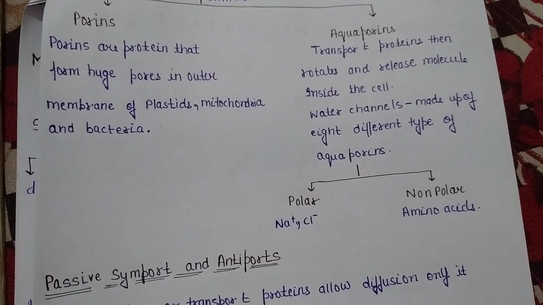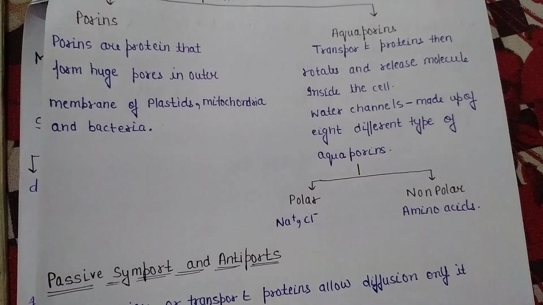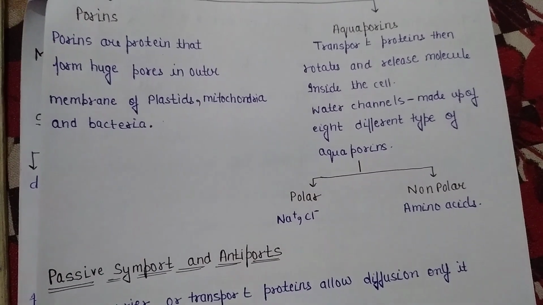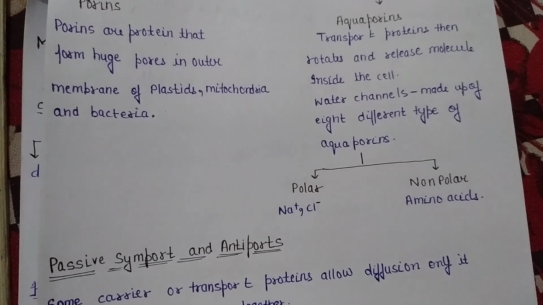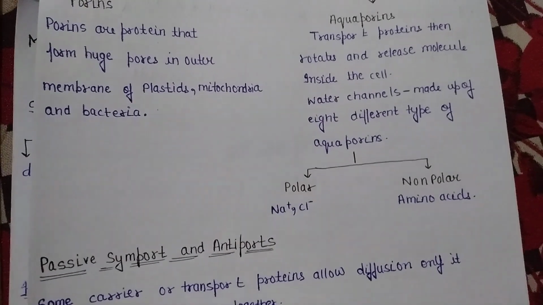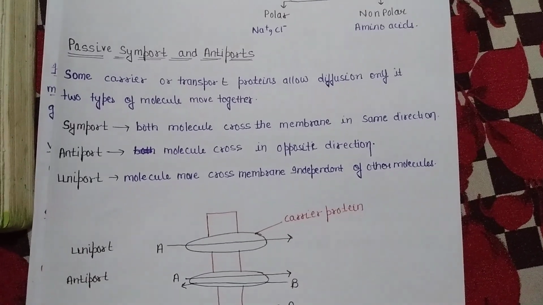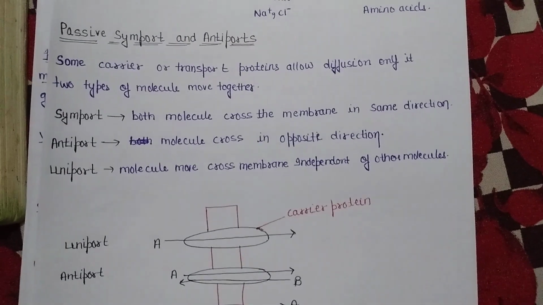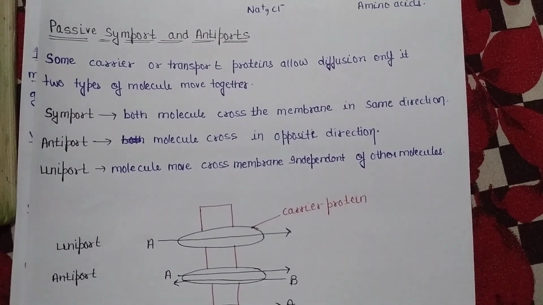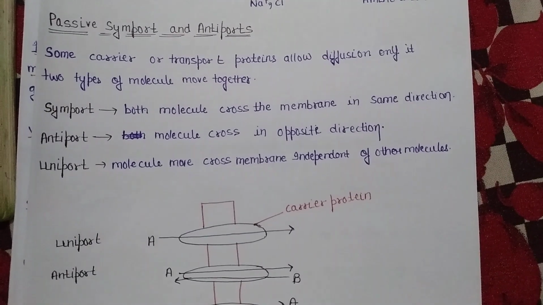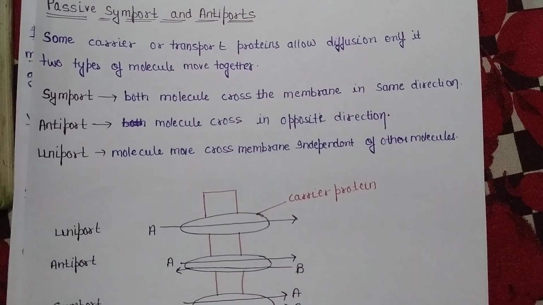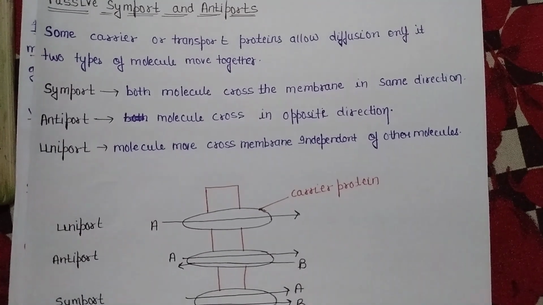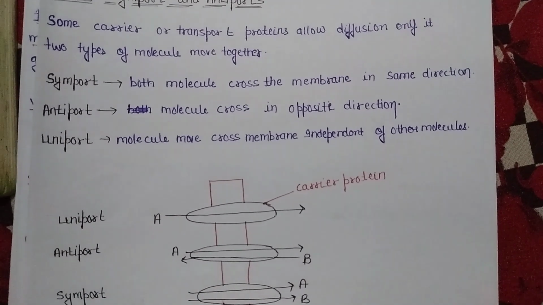The water channel is made up of 8 different types of aquaporins, and it can be polar or non-polar. Polar, for example NaCl; non-polar, for example amino acid. Now in facilitated diffusion, the movement of molecules takes place by passive uniport, symport and antiport. Some carrier or transport proteins allow diffusion only if two types of molecules move together. Like this, it is symport.